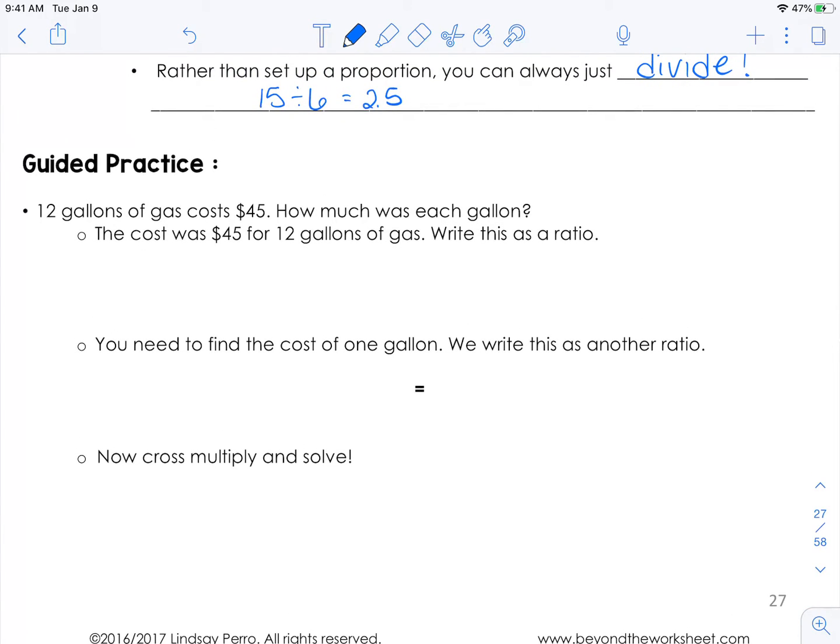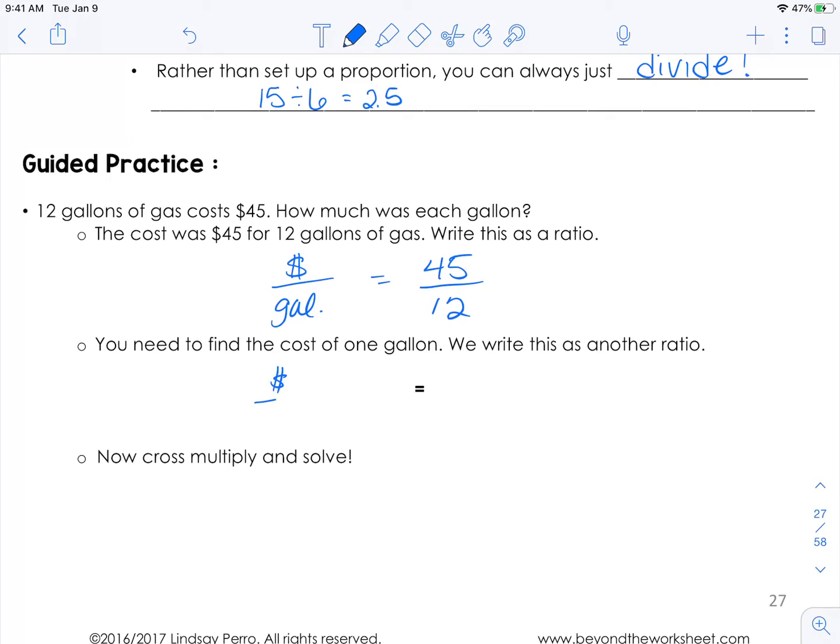12 gallons of gas cost $45. How much was each gallon? So the cost was $45 for 12 gallons of gas. So we are comparing cost to gallons. So I'm going to write this as 45 over 12. And we need to find the cost of 1 gallon. So we're going to write this as another ratio.